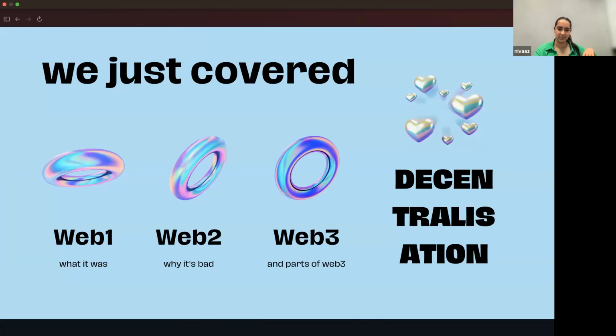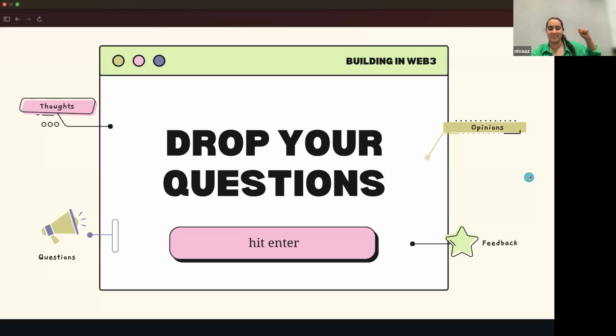Cool. So we just covered Web 1, which was reading only, Web 2, which is reading, writing, and monetization through some kind of centralized entity, and then Web 3, which was taking ownership of your content and then being able to dictate exactly how much it sells for. So decentralizing that. And we just talked a little bit about decentralization, which is taking it away from some kind of authority which dictates how, when, what, where, why you're doing whatever. Do you have any questions at this point? I know that was a lot of technical content.